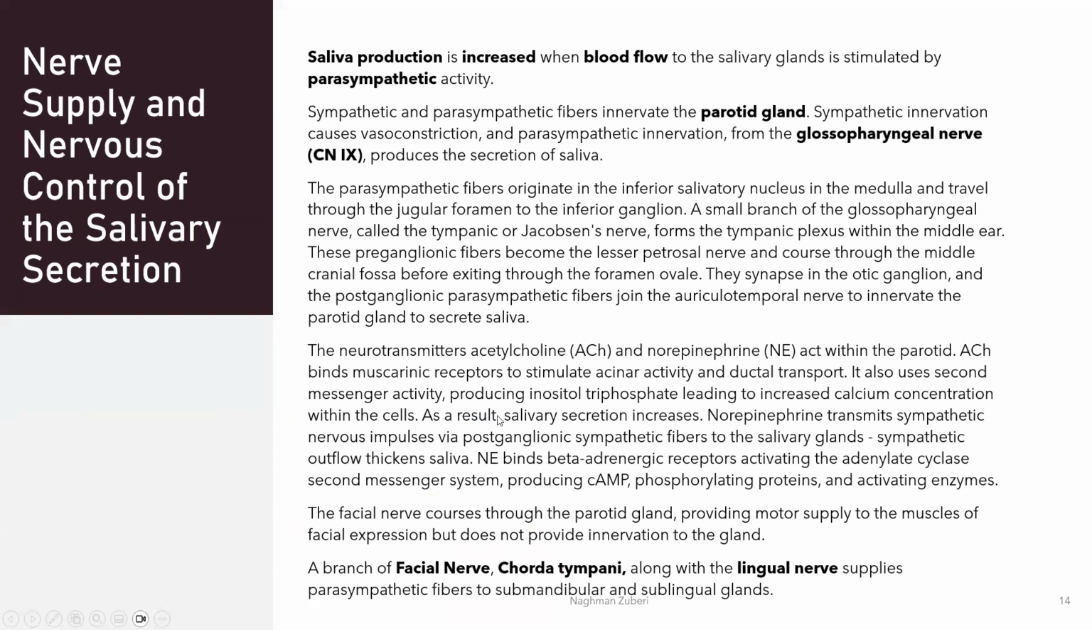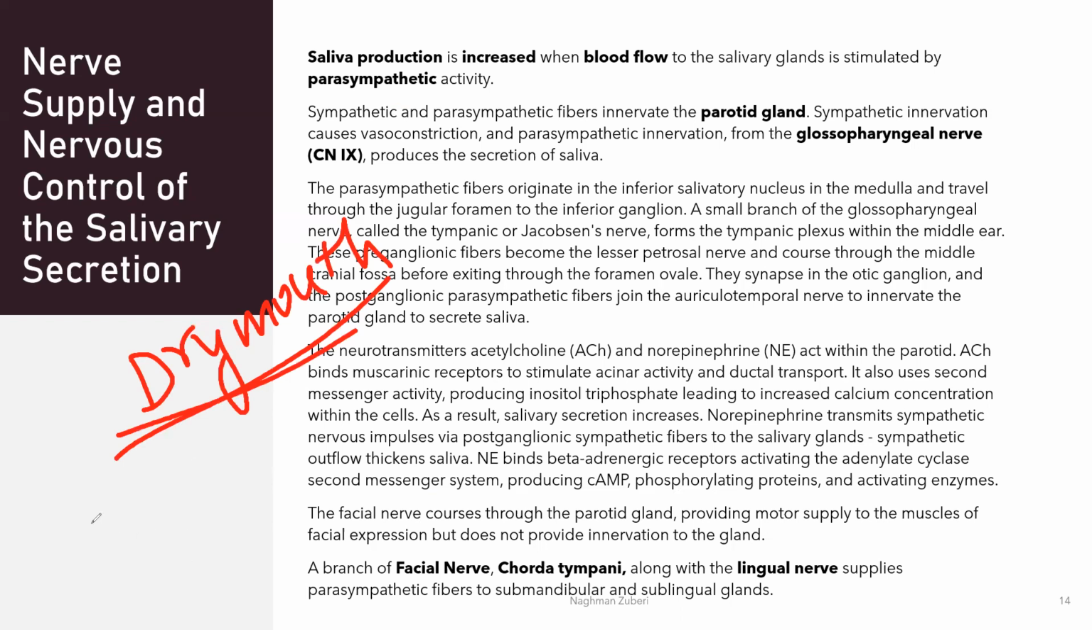Nerve supply and nervous control of the salivary secretion. Saliva production is increased when the blood flow to the salivary glands is stimulated by parasympathetic activity. Remember this, not sympathetic, but parasympathetic activity. Easy way to remember this: when we get scared of something, dry mouth. So in case of emergency, there is dry mouth, and in an emergency, we have our sympathetic.